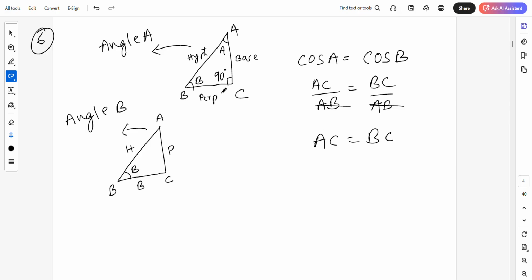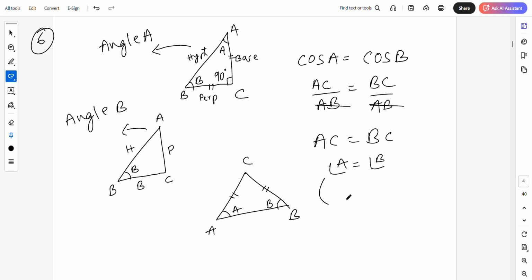Now we got AC is equal to BC. If AC is equal to BC in a triangle, let us say this is C, this is A, this is B. If two sides are equal, what about these two angles? These two angles will also be the same. Therefore, here angle A will be equal to angle B.